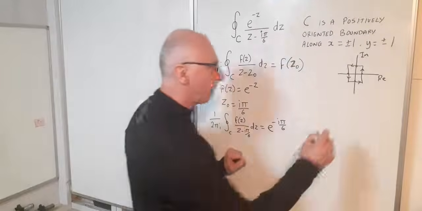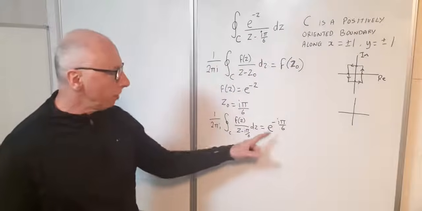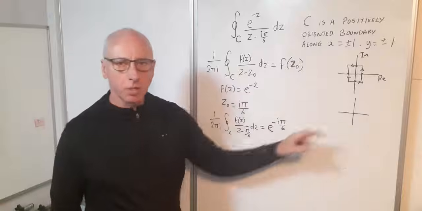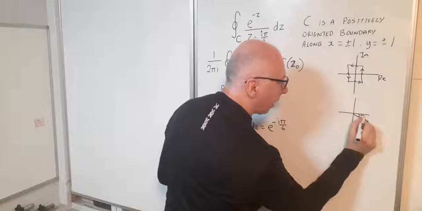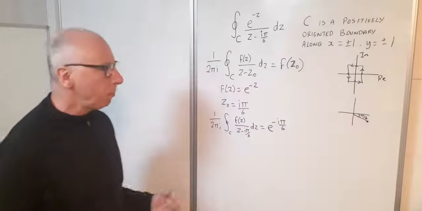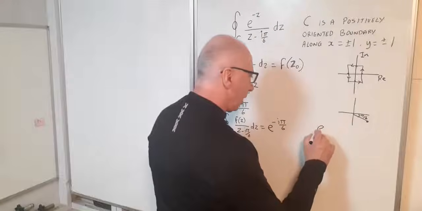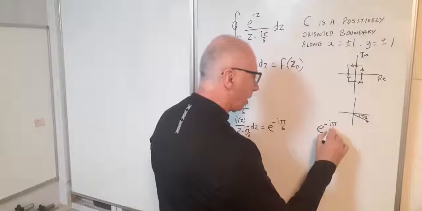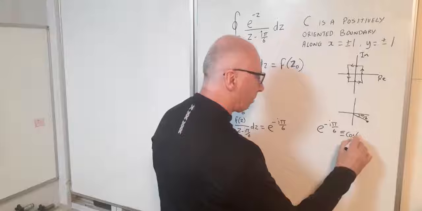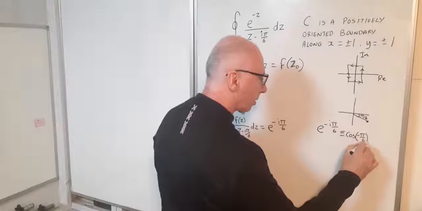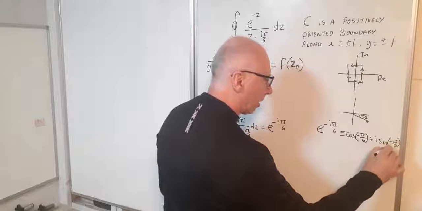So what is that on our diagram? Minus i pi over 6 gives us an angle of minus pi over 6 from the positive real axis. So that would be somewhere there. Now to represent that, I'm going to use the cosine and sine rule. So e to the minus i pi over 6 is equivalent to cosine of minus pi over 6 plus i sine of minus pi over 6.